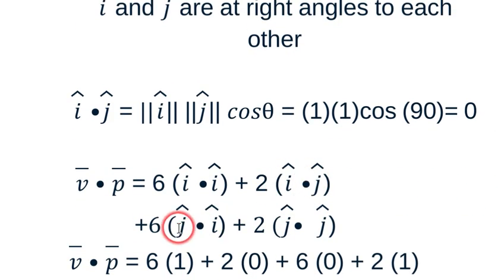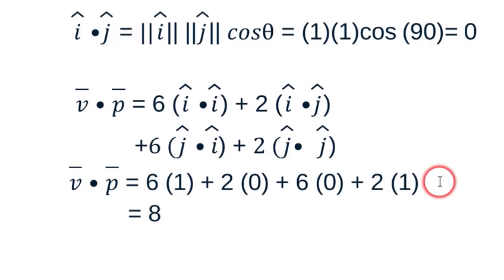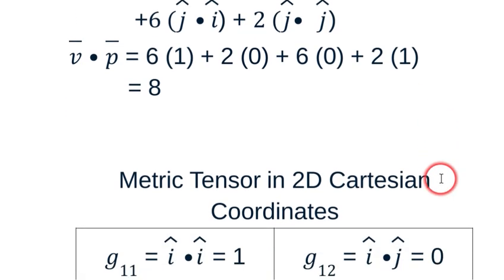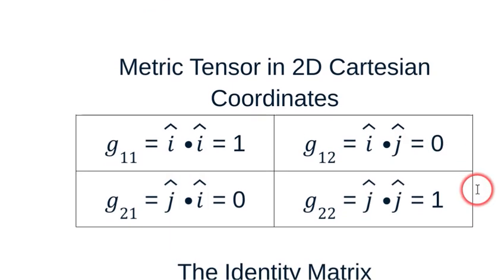These two cross terms, i hat, j hat, j hat, i hat, they go to 0. So you get the same answer as you did with the shortcut. But the point being, this is how you do it. And this is the tensor for the Cartesian coordinates in 2 dimensions. You get a 1, a 0, a 0, and a 1. This is called the identity matrix.